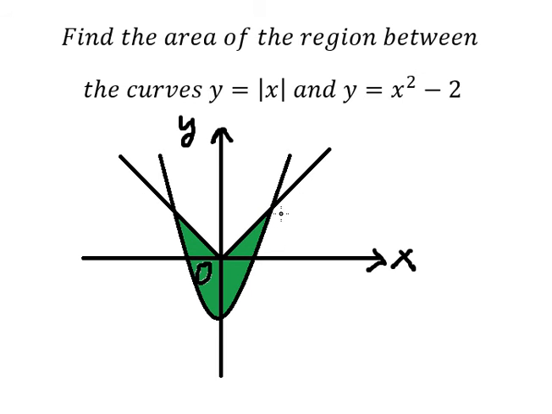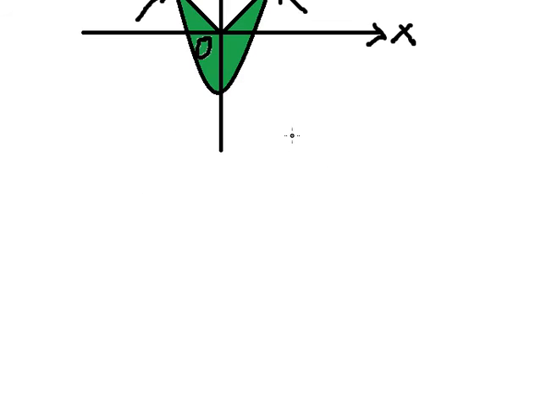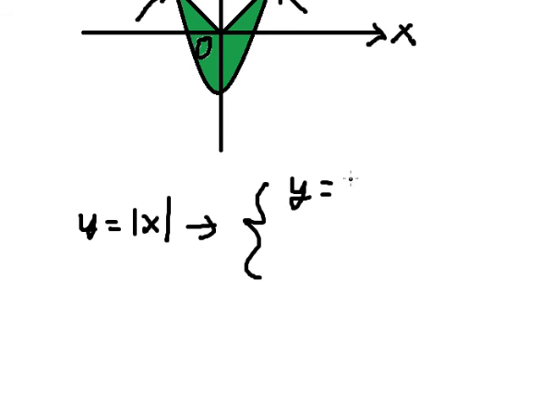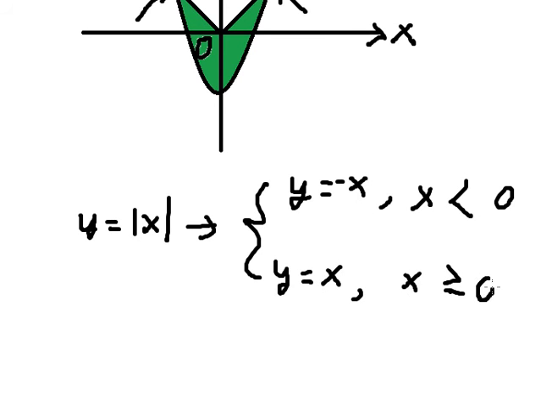Now we need to find the intersection of this one and this one. So about the absolute value of x, it can be like this. We have negative x when x is smaller than 0. Y equals x when x is greater than or equal to 0.